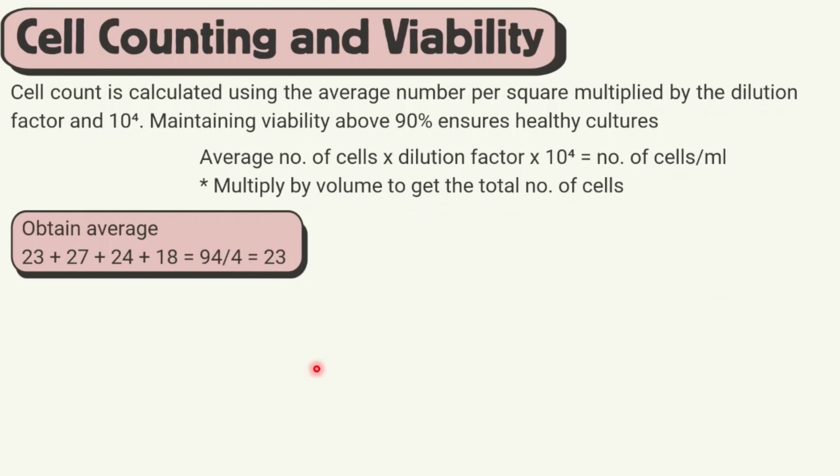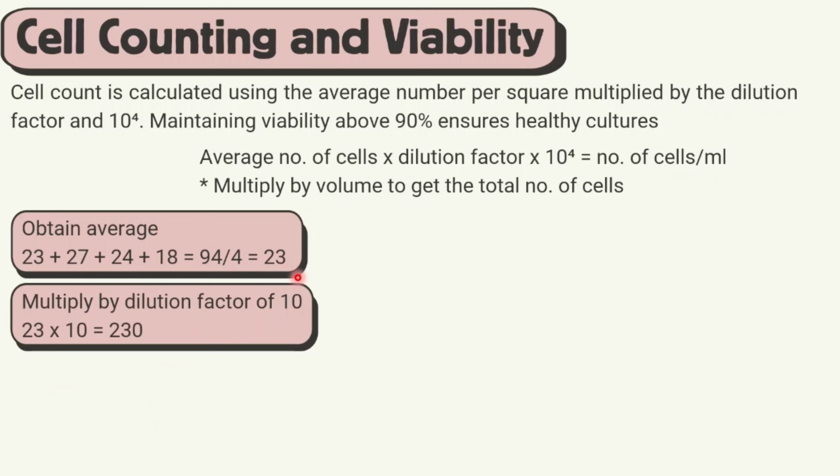So the average for the four boxes, the four designated boxes on the hemacytometer, gives us a total of 94 divided by 4, 23, multiplied by a dilution factor of 10. So let us assume that we used 10 microliter of cells and 90 microliter of trypan blue. That gives us a dilution factor of 10 because we used 10 microliter of our cells. And that gives us 230.